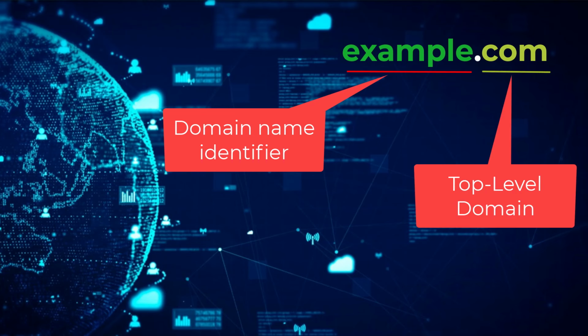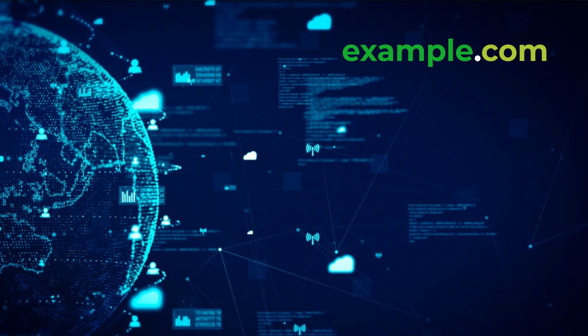Top-level domain, TLD. The top-level domain is the part of the domain name that appears after the last dot. It often indicates the type or purpose of the website or resource. Common top-level domains include .com, .org, .net, and country-specific top-level domains like .uk for United Kingdom, .fr for France, .in for India. Together, the domain name identifier and the top-level domain form a complete domain name. For instance, example.com is a complete domain name.